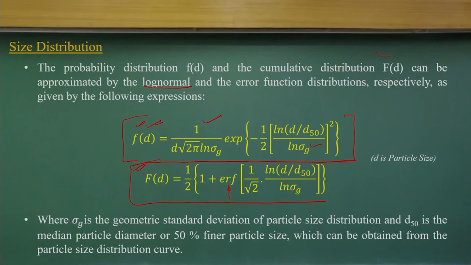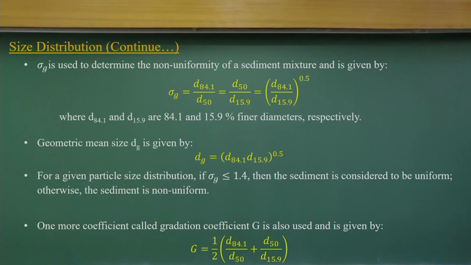Sigma g is defined as the geometric standard deviation. It is not the standard deviation, it is the geometric standard deviation of the particle size distribution. You try to understand the soil composition you get after sieving. It follows the normal distribution curve, but not with the standard deviation; it follows the geometric standard deviation. How to quantify that? D50 is the median diameter, the 50% particle size, which we can obtain from the curve. Now, let us talk about how to compute sigma g, the geometric standard deviation.